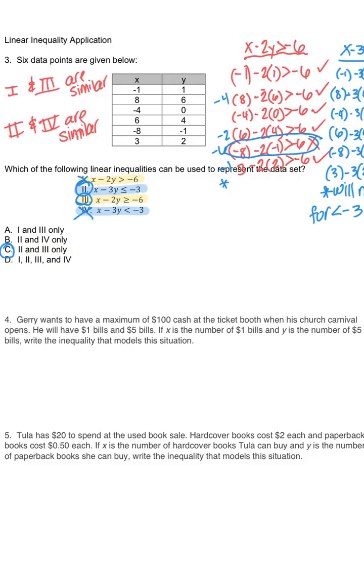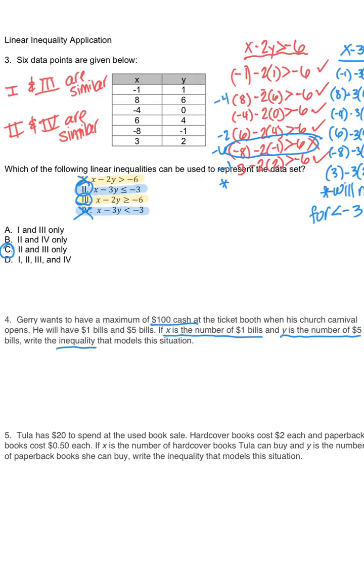Okay, let's go ahead and do number 4. Jerry wants to have a maximum of $100 cash at the ticket booth when his church carnival opens. So let's go ahead and underline some information. $100 cash. He will have $1 bills and $5 bills. If X is the number of $1 bills and Y is the number of $5 bills, write the inequality that models this situation. So again, we're going to write our inequality here.